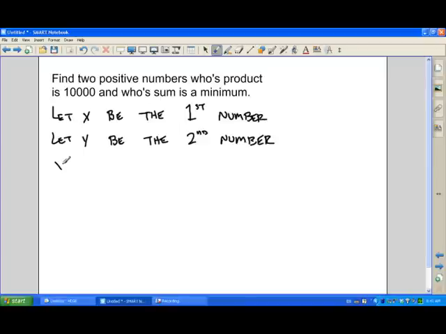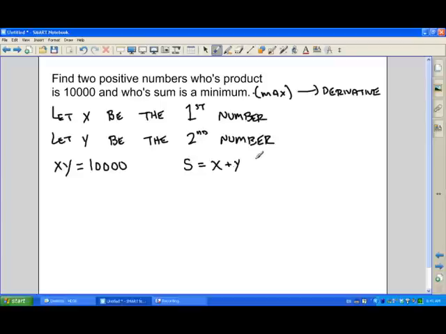And then we'd have two equations that we could set up and solve. X times y, the two numbers multiplied together, equals 10,000. The sum of these two numbers is what we're trying to minimize. And whenever you see the words minimum or maximum, you should be thinking derivative. We want to find the derivative of the equation for sum.